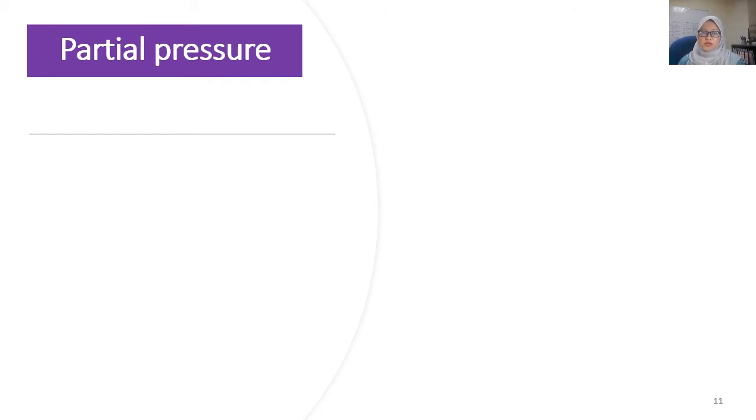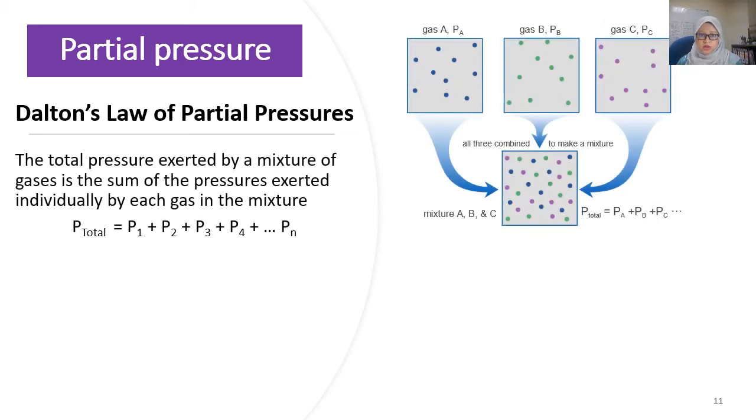So, what is partial pressure? For this, we need to understand Dalton's law of partial pressure. According to Dalton's law, the total pressure exerted by a mixture of gases is the sum of the pressures exerted individually by each gas in the mixture. So, total pressure is equal to partial pressure of gas 1 plus partial pressure of gas 2 plus partial pressure of gas 3 and so on.